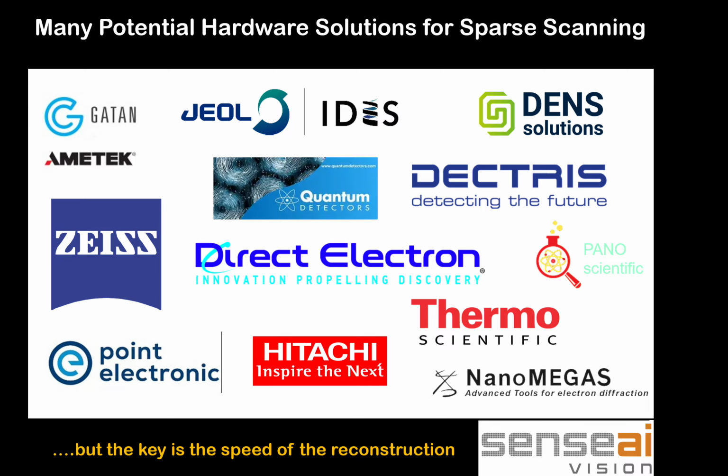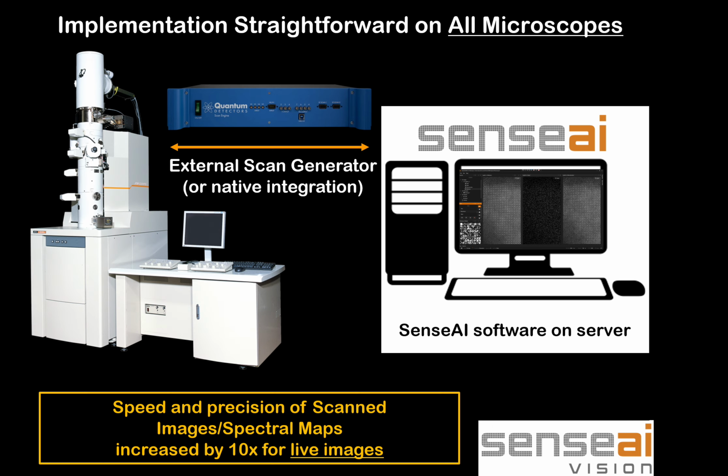And the best solution of all would be to not even notice that you're acquiring a sparse sampled image and getting it reconstructed. The reconstruction comes through fast enough that it just looks like it's a live image. And that is essentially the algorithm development that we've done at Sensei Vision.